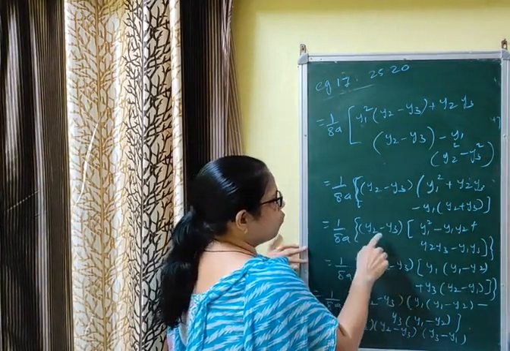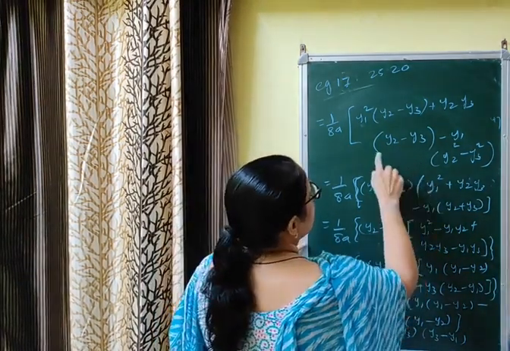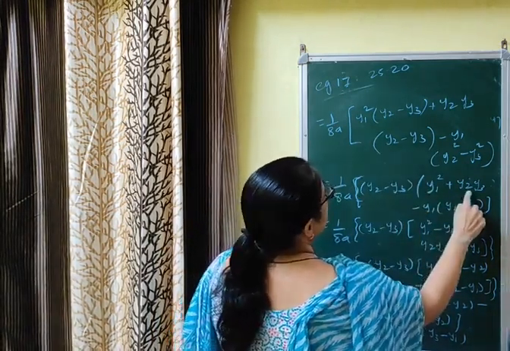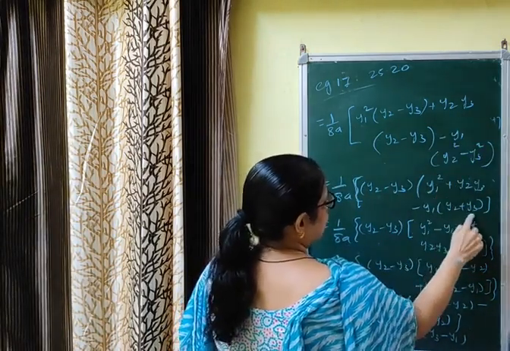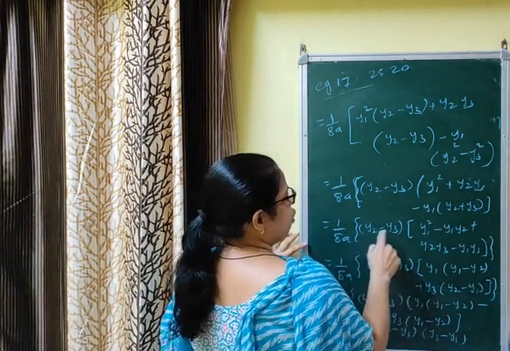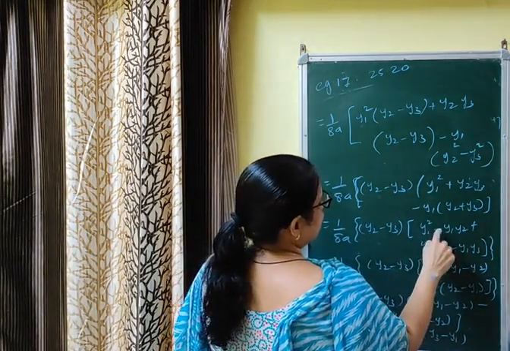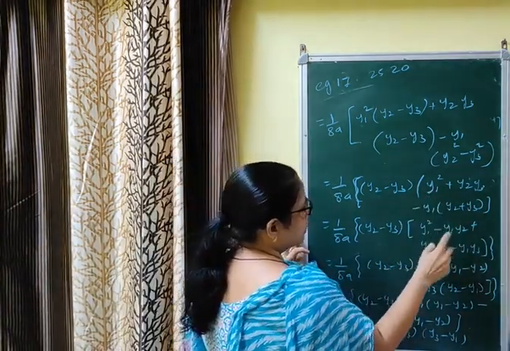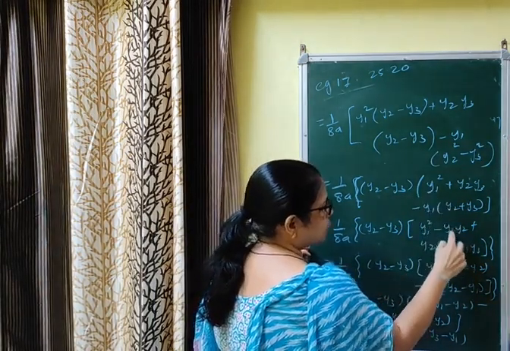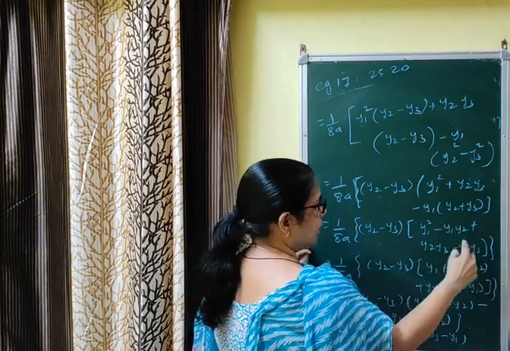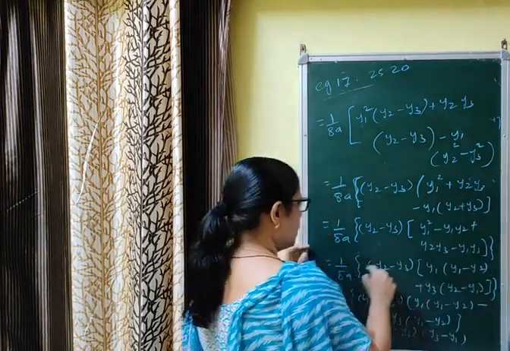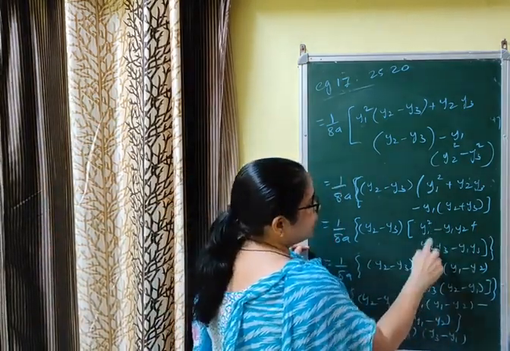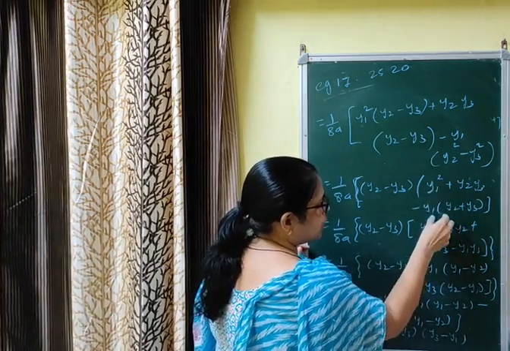That is 1/8a into (y2 minus y3), and again, taking y1 square, plus y2 y3, again minus y1 into (y2 plus y3). Then, taking y2 minus y3 common, you will get y1 square plus y2 y3 minus y1 into (y2 plus y3). Now we take terms to get a common factor: y1 square minus y1 y2, taking these two terms together for the common factor, plus y2 y3 minus y1 y3. That means 1/8a into (y2 minus y3). From these two terms you can take y1 common.